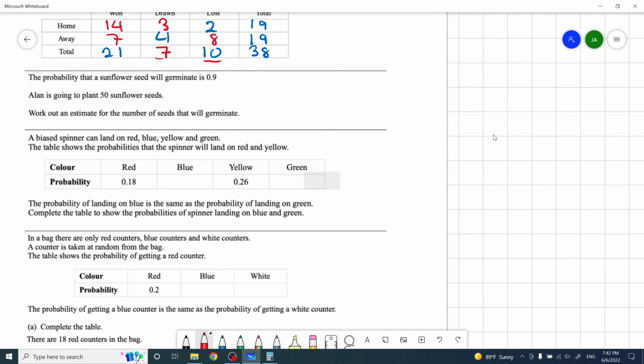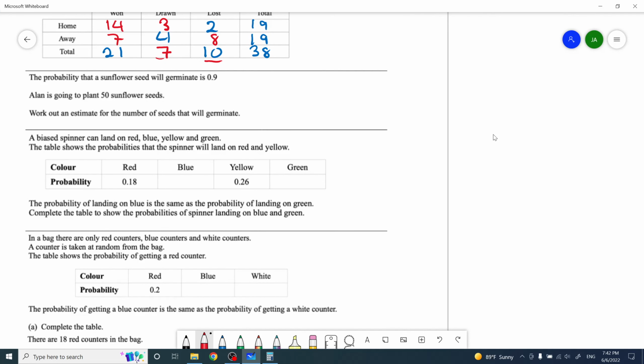Okay, next problem. The probability that a sunflower seed will germinate is 0.9. So in other words, how likely is it that a sunflower is going to grow? About 0.9. Alan is going to plant 50 sunflower seeds, so we want to work out an estimate, in other words a guess, for the number of seeds that will germinate. The way that we do this is we take our probability and simply multiply it by our frequency. So we're going to take 0.9 times 50, which is going to give us 45. This is a safe estimate, so we are done. We can move on to the next.